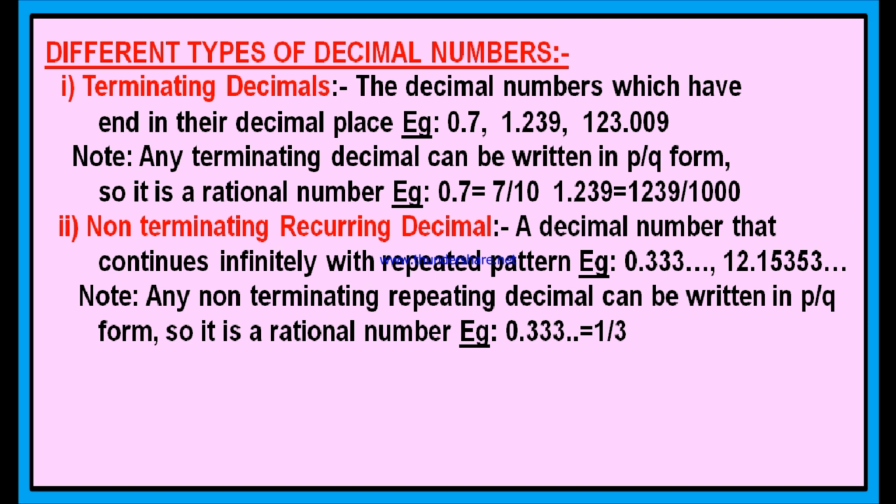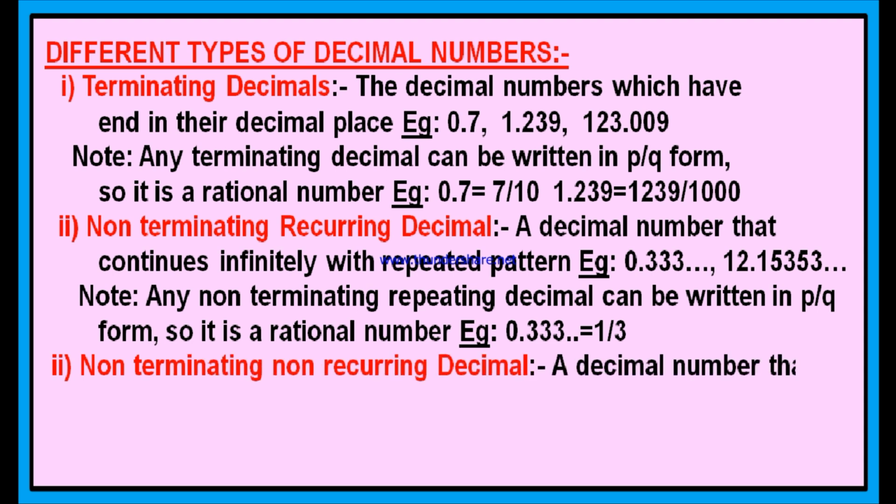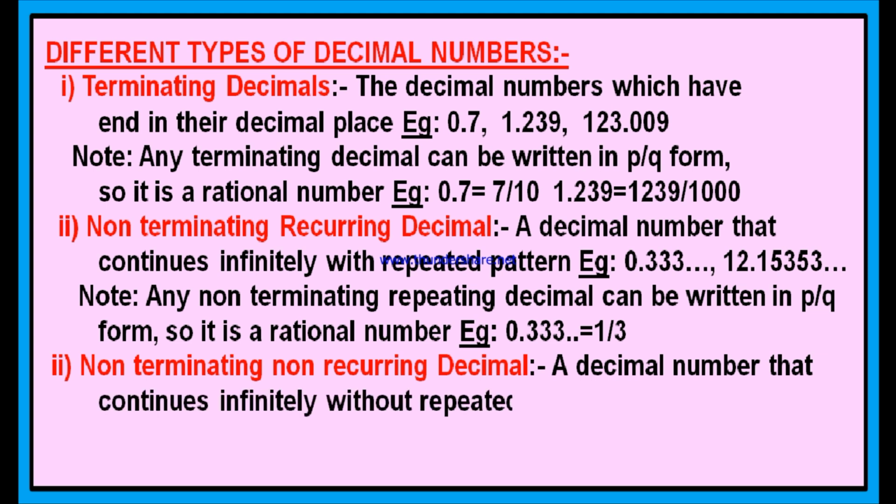Now, the third type of decimal numbers are non-terminating and non-recurring decimals. A decimal number that continues infinitely without a repeated pattern is called a non-terminating and non-recurring decimal. For example, 0.34132 and so on. Here no part of this decimal part is repeating. Therefore, it is a non-recurring decimal. And at the same time, there is no end to this decimal part. Therefore, it is a non-terminating, non-recurring decimal.